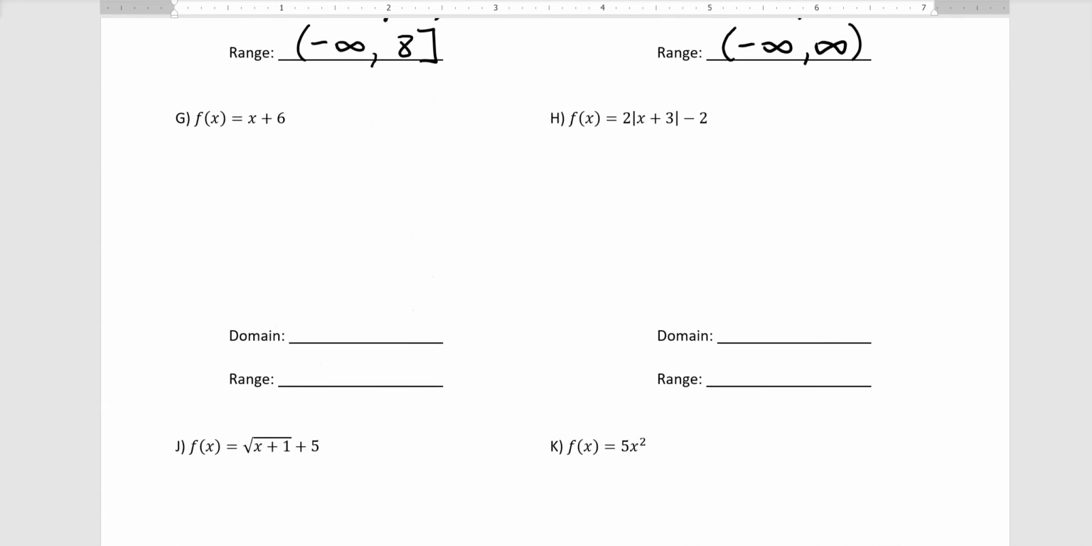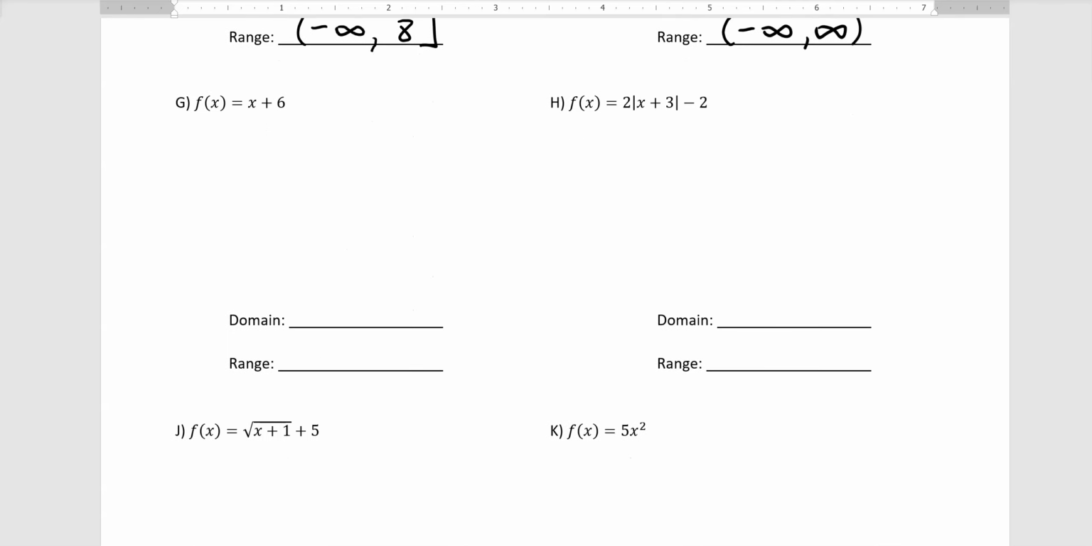And hey, look what we have here for G. This is a linear function, right? Slope of 1, y-intercept of 6, linear function, domain and range, -infinity to infinity every time. Easy peasy, lemon breezy. Okay, here we go.